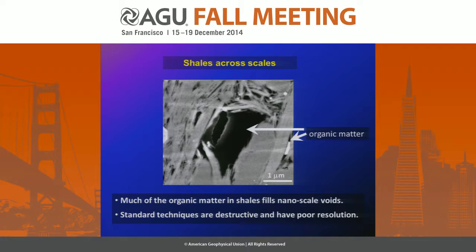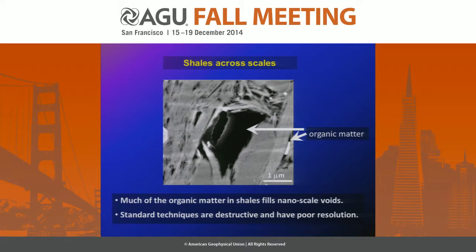But we can actually see that a lot of the organic matter fills the voids in between the clay minerals. All the black streaks here are basically organic matter filling the voids in between the clay minerals. One of the obvious points that comes out of this is that much of the organic matter in shales does fill these larger micron scale voids, but it also fills nanoscale voids in itself. Not only does it contain nanoscale voids, but it actually fills nanoscale voids.